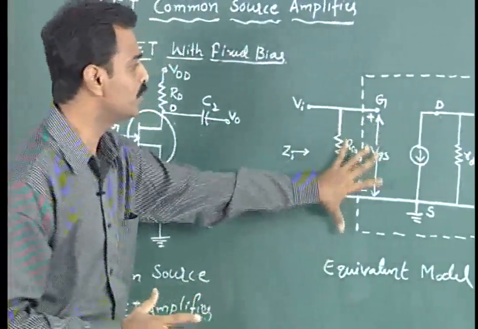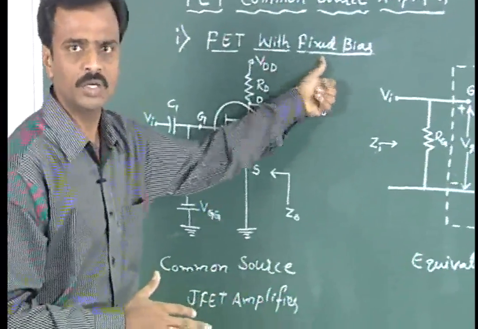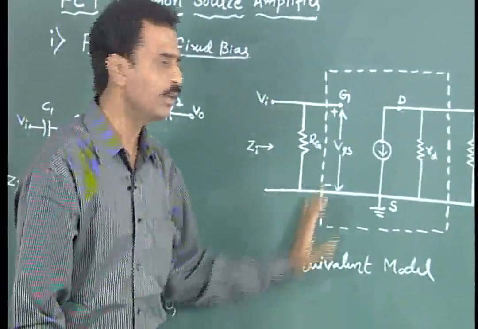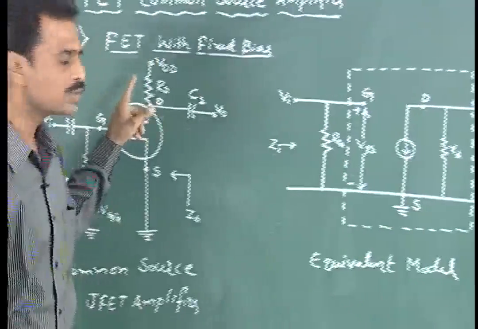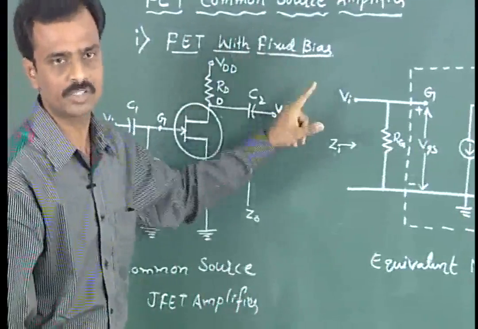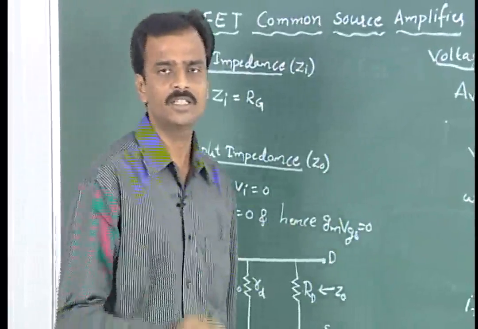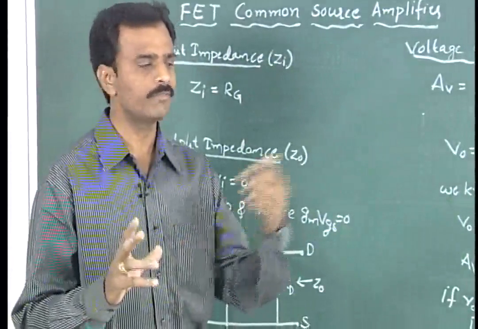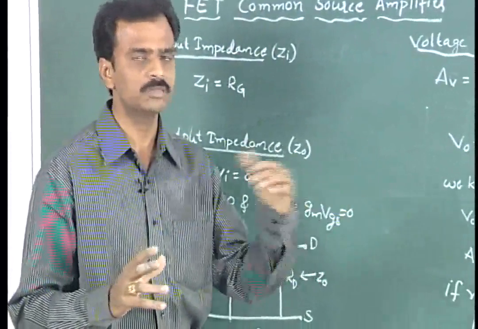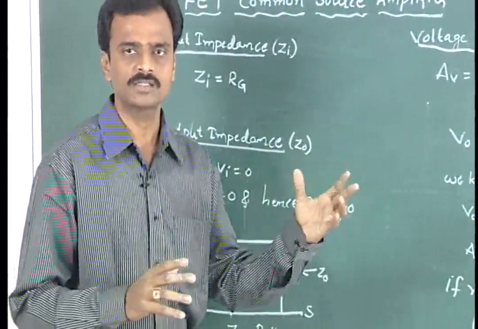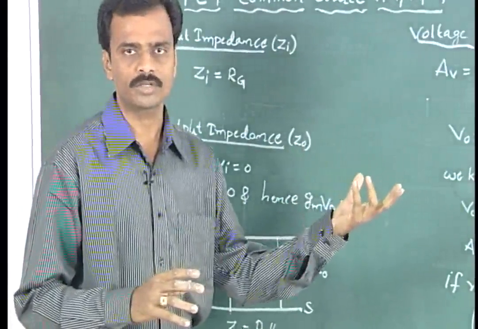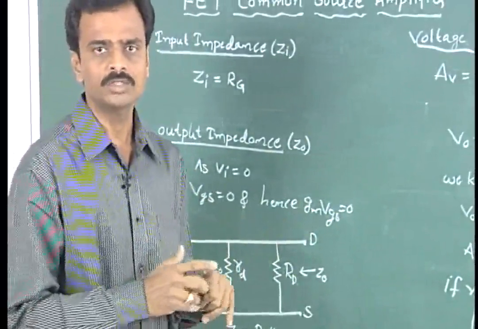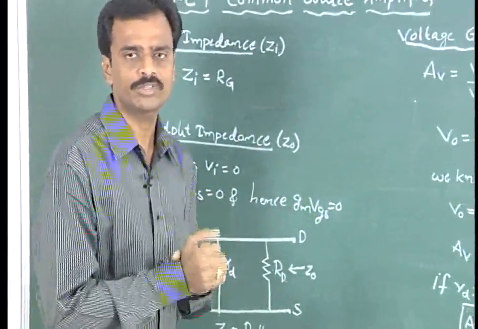Now we are going to discuss the fixed bias technique, and derive the respective parameters for this common source field effect transistor with fixed bias. As we have seen earlier, we drew a circuit diagram, and with respect to it, we drew the equivalent circuit diagram by short circuiting the capacitances under low frequency conditions. Now we will see how we derive some of the parameters based on the equivalent circuit we have drawn.